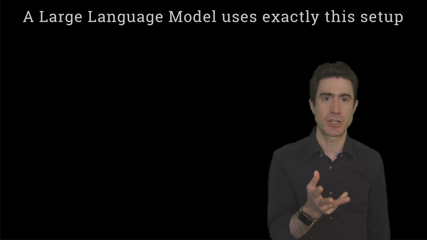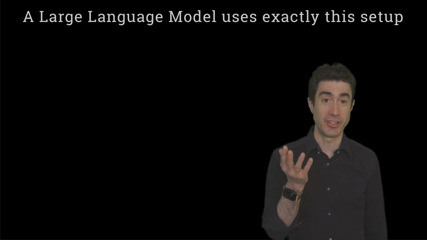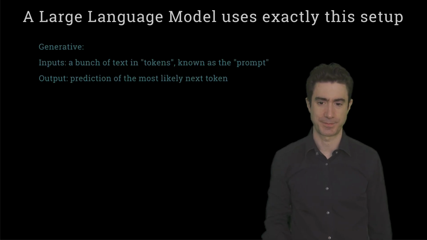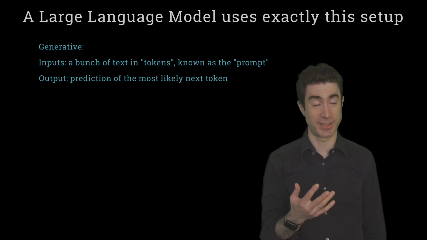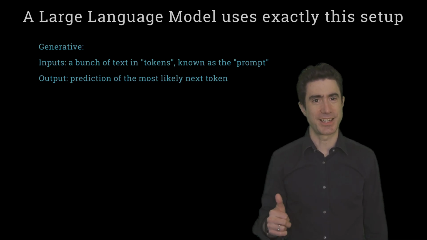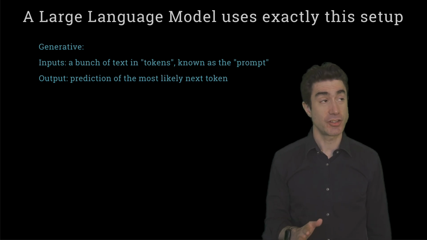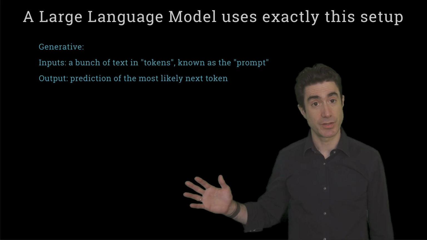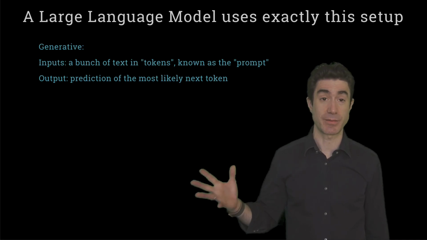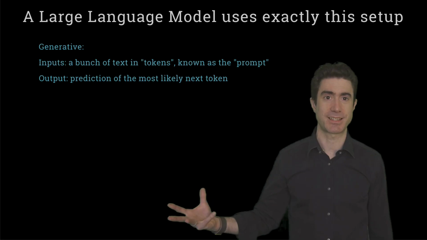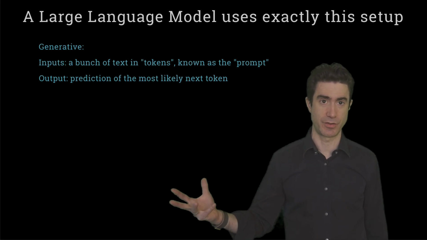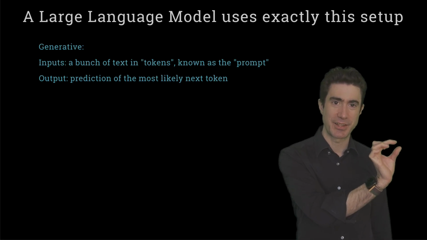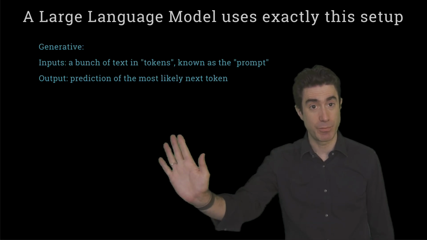So a large language model like ChatGPT uses exactly this setup. Mixers layered on top of mixers. There are a few ways in which it's a bit different. One of them is that it is what's known as generative, and that's just talking about what kinds of inputs and outputs there are to this model. The input is a bunch of text, which we sometimes call the prompt. It's a bit of text that we're expecting some kind of response to. And the output is just the next piece of text that is expected to follow the input prompt.